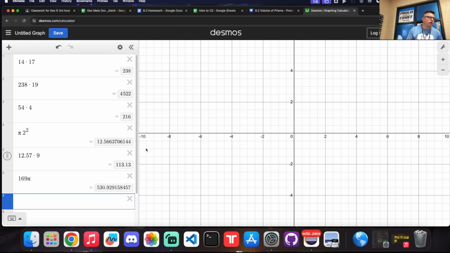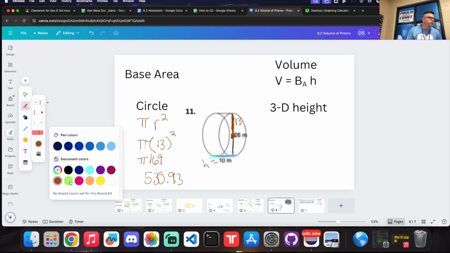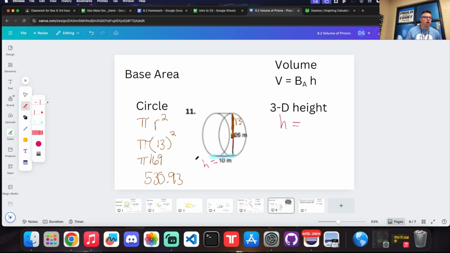And that's 530.93. And your three-dimensional height is sideways. It's on its side, is 10. Volume equals base area times height. Plug in your base area. Our base area is our circle, which is 530.93. And then we're going to multiply it by our height 10.